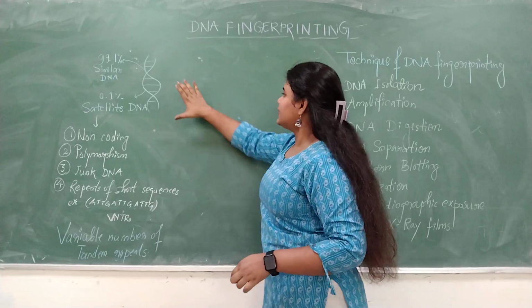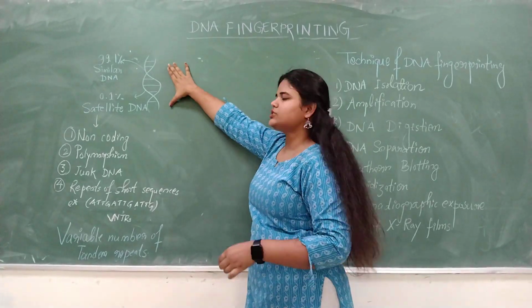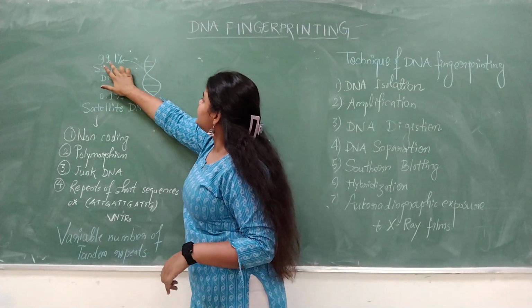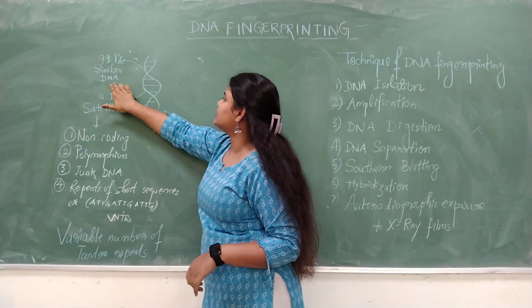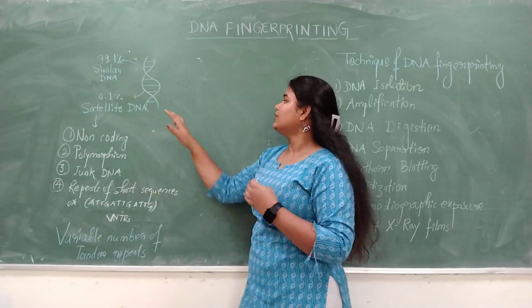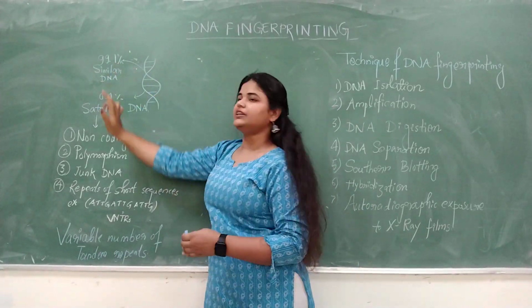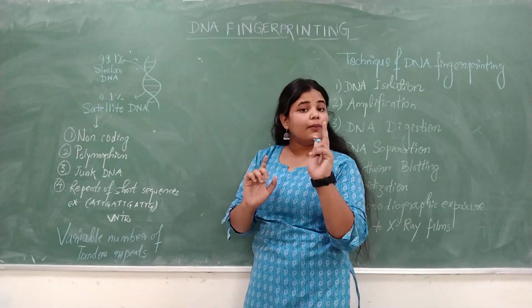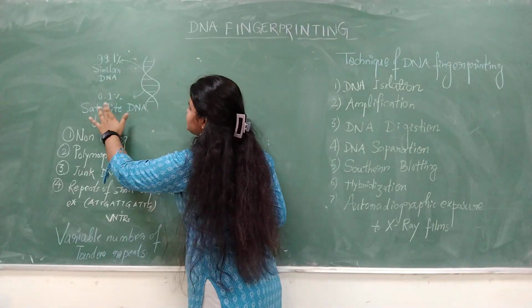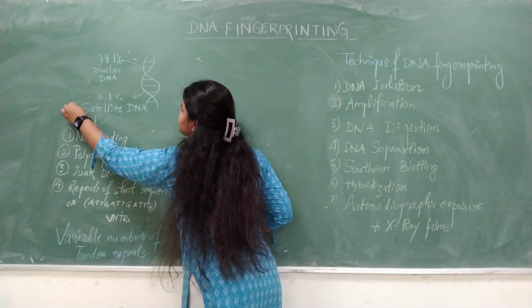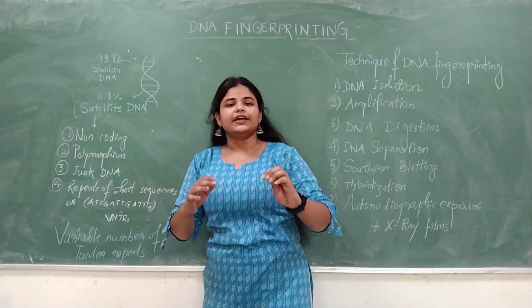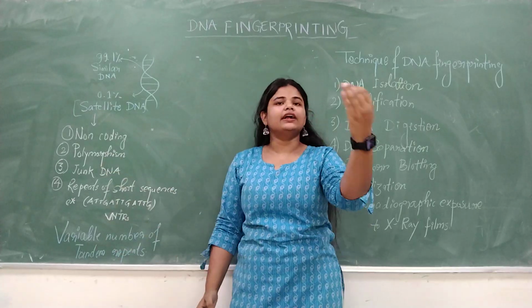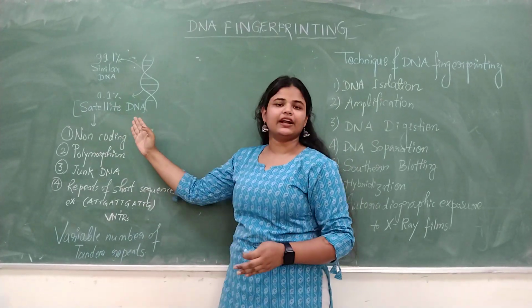Here we can see the DNA. Suppose it is my DNA. In this DNA, 99.9% is similar. That means 99.9% of my DNA and your DNA is similar. But there is 0.1% of the DNA, known as the satellite DNA, which is unique for everyone. I have a different satellite DNA and you all have different satellite DNA.